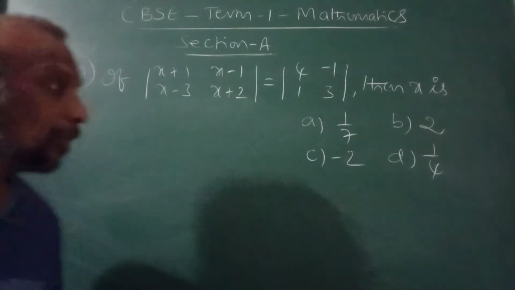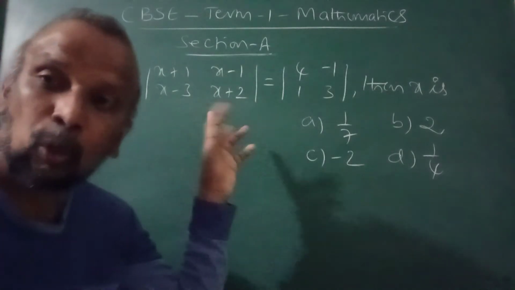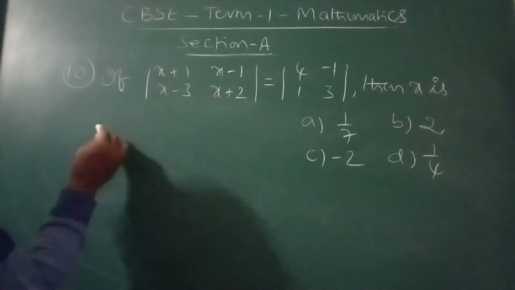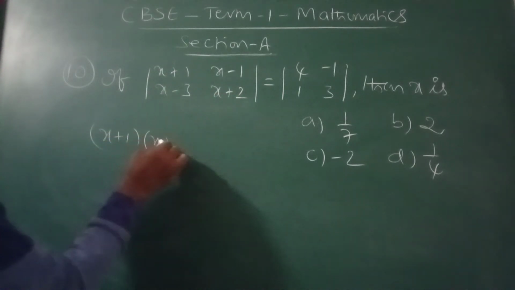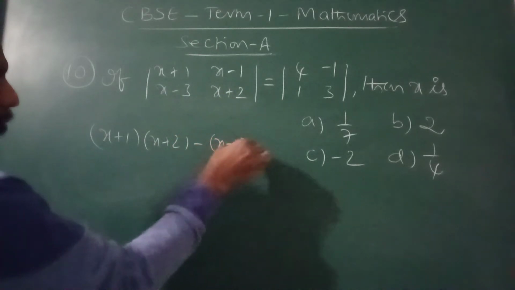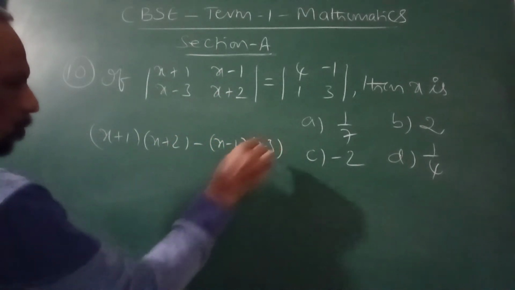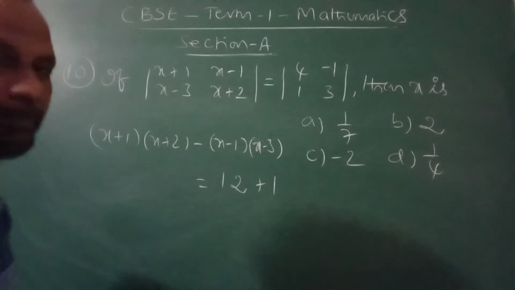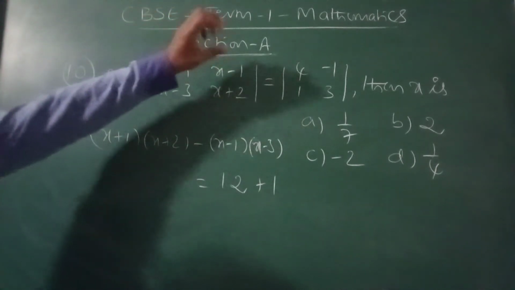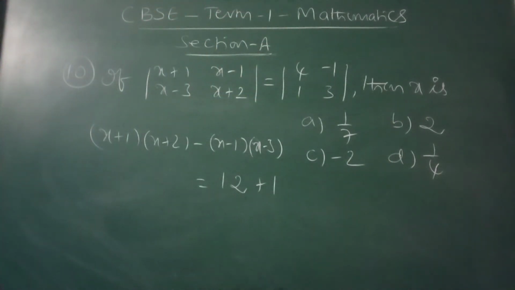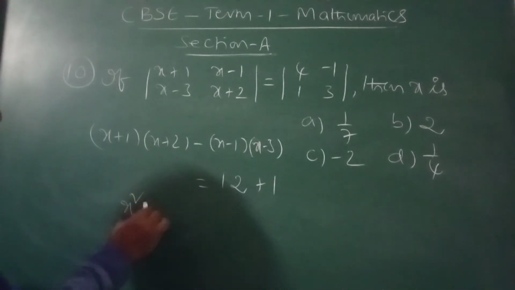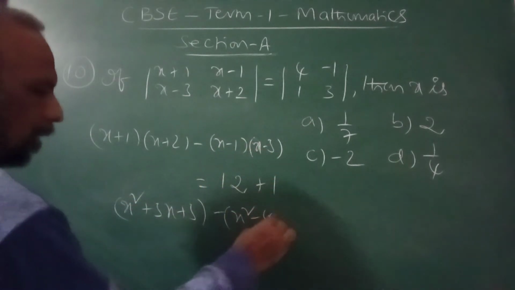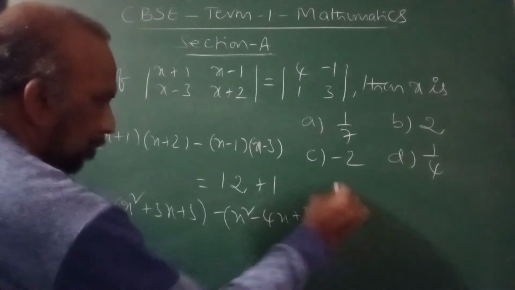So in this problem, they have given that two determinants are equal. Be careful, they have not given a matrix. Two determinants are equal, then x is? So you find this: x plus 1 into x plus 2 minus of x minus 1 into x minus 3. This is equal to this one. Minus times minus means you get plus 1. I am going to simplify here. Determinant of this is equal to determinant of this. You simplify, then it comes x square plus 3x plus 3 minus of x square minus 4x plus 3 equal to 13.